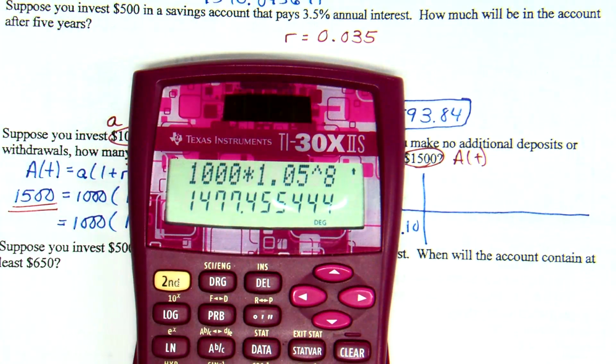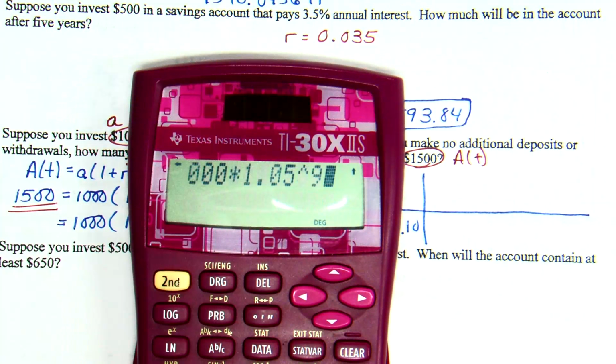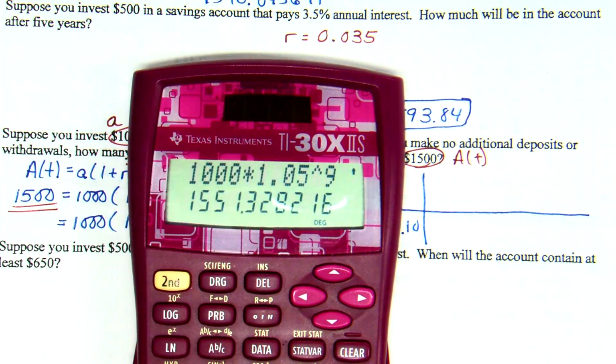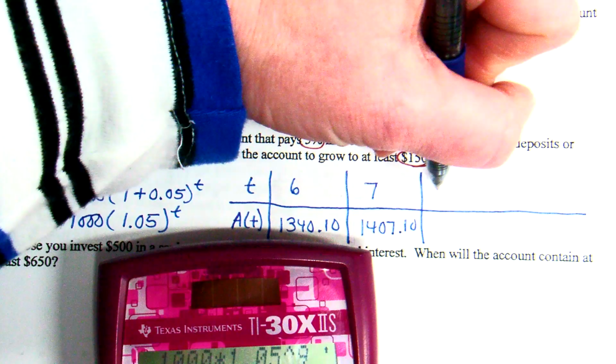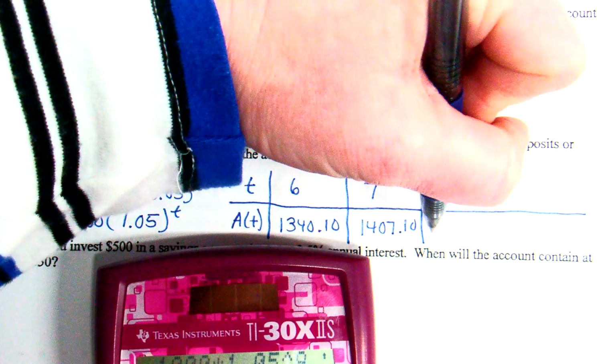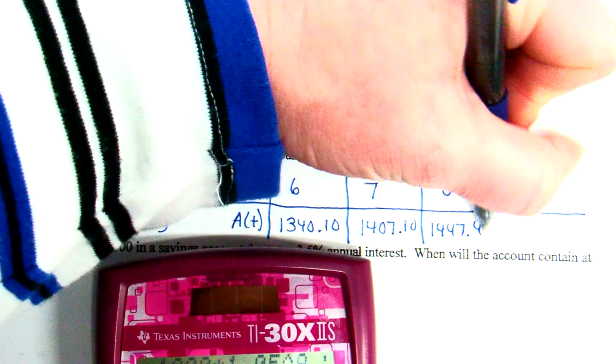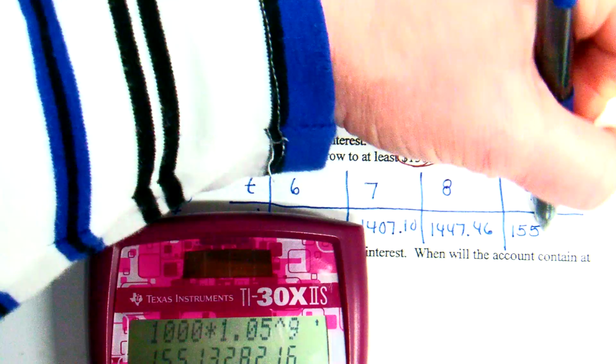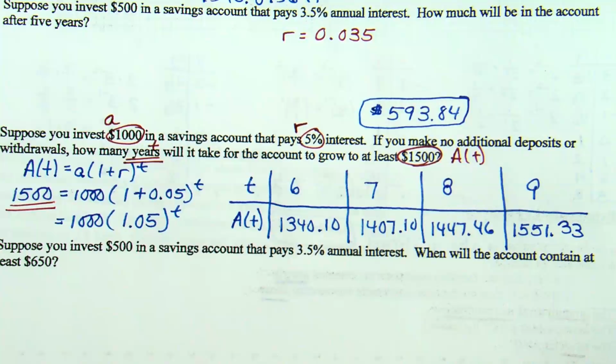Did I make it there yet? No. I can arrow up again and change it to a 9. Did I make it there? I overshot, but did 8 work? No, 8 did not work, and I didn't write it down. I should have. 8 was $1,447.46. 9 puts me at $1,551.33.